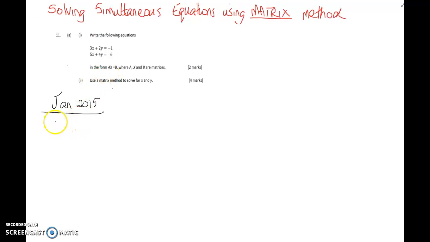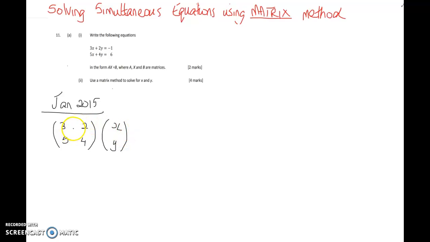So the first matrix we're going to get is by pulling out the numbers in front of the x and the y's. So here I have 3 in front of the x and 5 in front of the second x. So I'm going to put 3, 5, right? And then I'm going to put my numbers in front of my y's. So then 2 and 4. That's my first matrix.